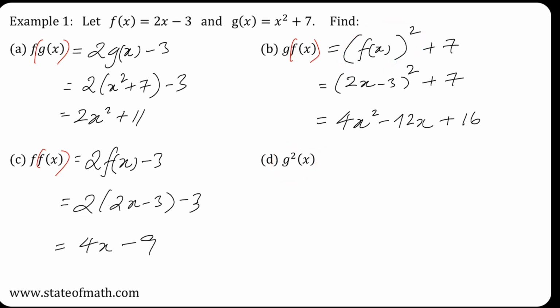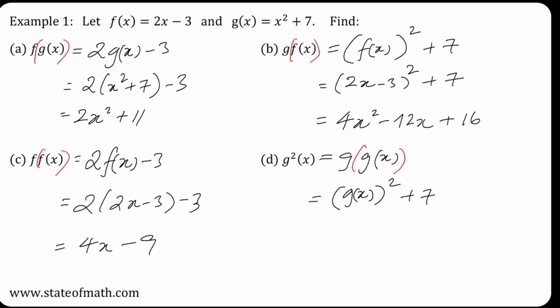g squared of x is exactly the same as g of g of x. So basically, again, g is both the internal and external functions. And what does g do? It squares the input and adds 7. So this is the input. I will square it and then add 7.